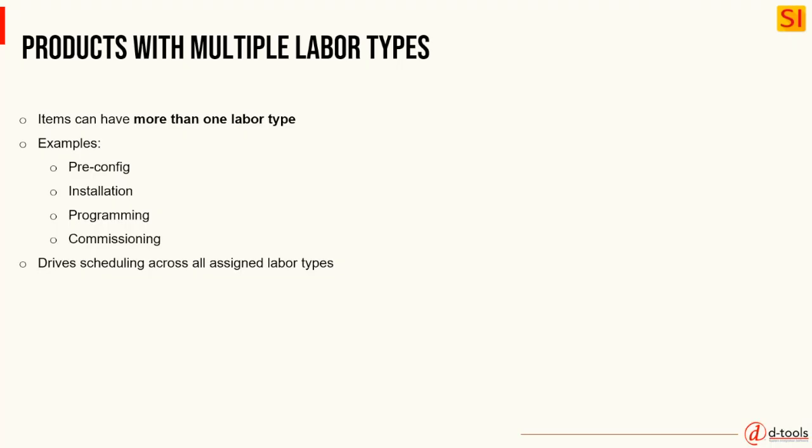So again, some examples of multiple labor types in a product might be pre-configuration, this idea that maybe I need to pull a device out of the box in the shop, update the firmware, assign an IP address, things like that before it ever leaves the warehouse. And then later, we actually get on site and perform installation. There could also be programming associated with this product that either happens maybe on site or in a separate task with a separate resource at a different time.